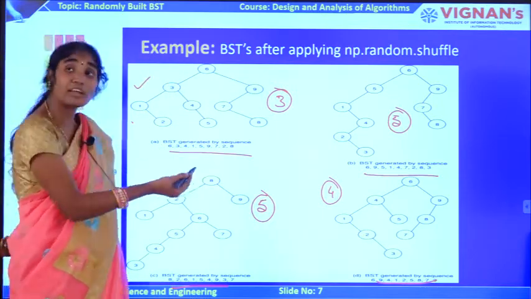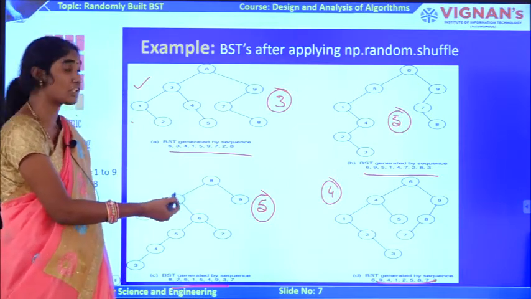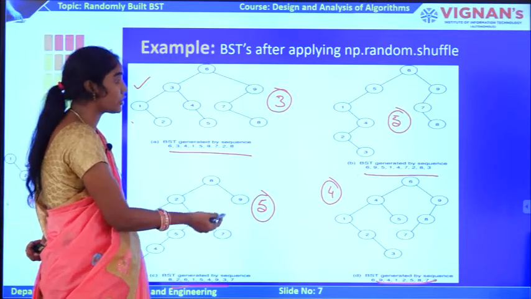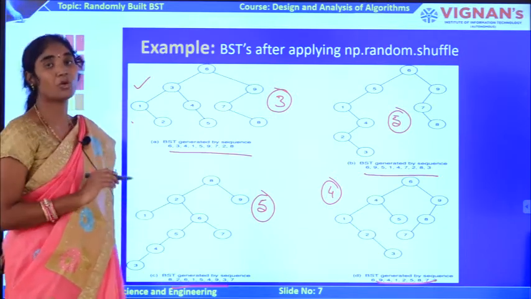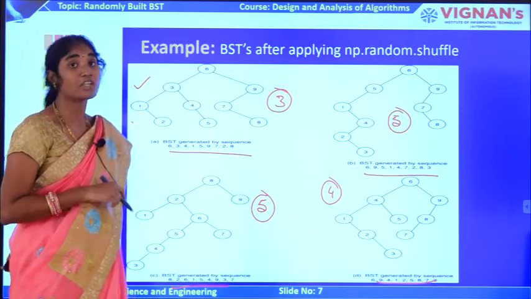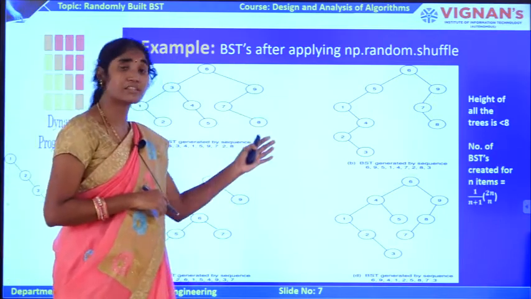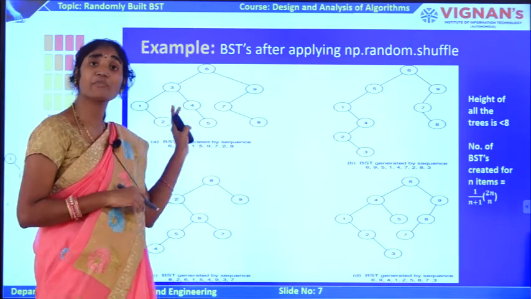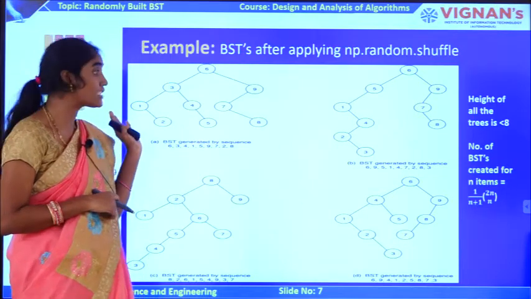Now, if I am taking a randomizer, or applying a random permutation, what happens? The height is somewhat reduced to 3, 4, 5. So somehow we have reduced the time also, right? This is how we are going to construct the randomized binary search trees. Now, the height of all the trees, as you have seen here, is less than 8, whereas for the previous one, which is the given BST, it is 8.